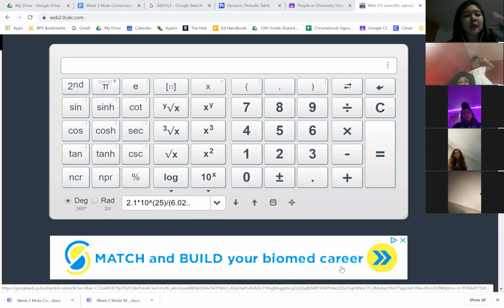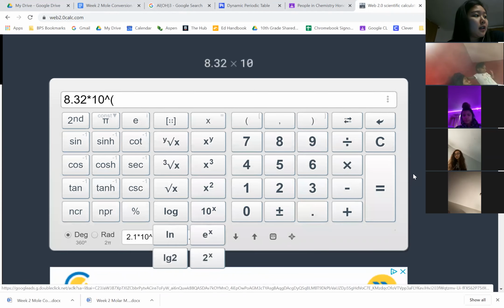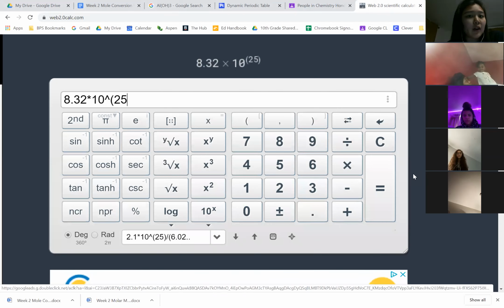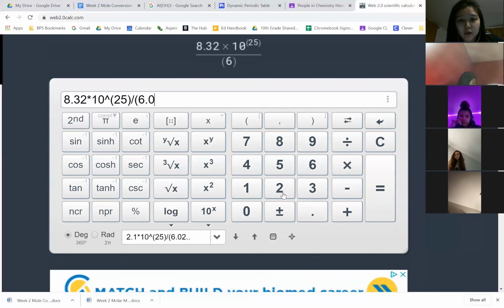So let's plug in the numbers. So 8.32 times 10 to the 25 divided by, let's do parentheses, divided by parentheses 6.02 times 10 to the 23, close parentheses.